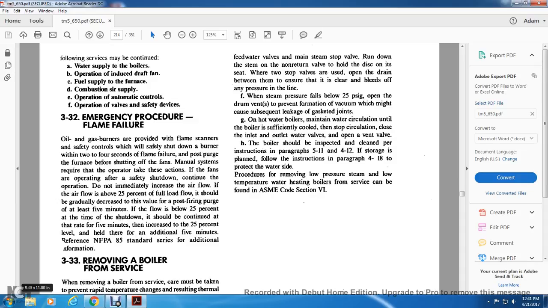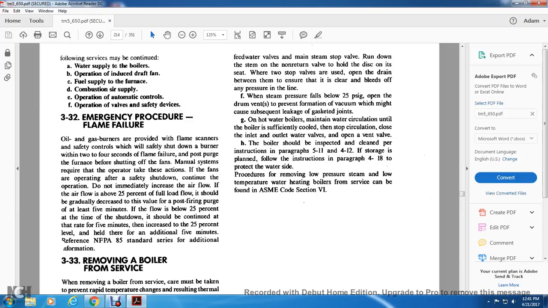332, Emergency Procedure: Flame Failure. Oil and gas burners are provided with a flame scanner with safety controls. It will safety shut down the burner within 2 to 4 seconds of flame failure. Post purge the furnace, but before shutting off the fan, the manual system is replaced with the operator taking these actions. If the fan is operating during a safety shutdown, continue the operation.